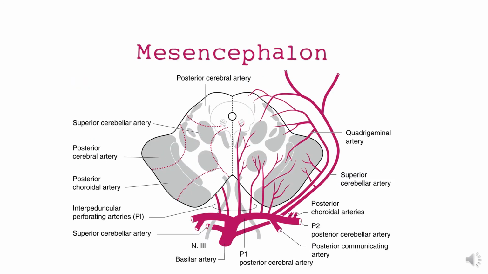The blood supply of the midbrain is through the branches of the basilar artery. These are the posterior cerebral artery and the superior cerebellar arteries, and some direct branches from the basilar artery. Now, branches are also received from the posterior communicating arteries. Here you can see the posterior communicating artery. So some branches also go to and supply the midbrain.